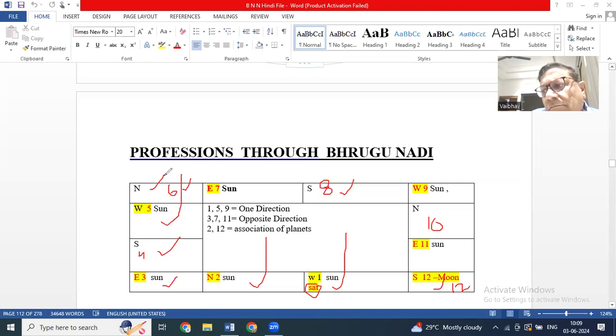And the 7th house. So if the 10th Lord is in the 7th house, partnership business, or the native's wife may be the business partner. The wife will help the native in his business.